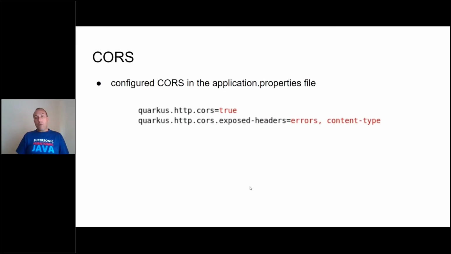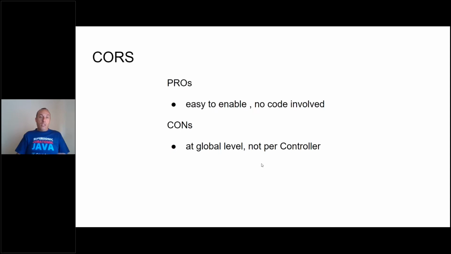Regarding cross origin, it's very easy. Just add these 2 properties in the properties file, and that's it. It will control the CORS on your REST controllers. The only difference is that in Quarkus I haven't found a way to do the same per controller. In Spring, you can configure CORS per controller, and in Quarkus, it's at global level. But in this case, it was not a problem.